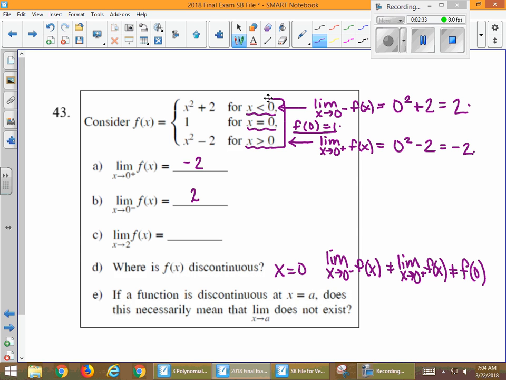All right. Let's go ahead and evaluate the limit as x approaches 2. So since 2 is greater than 0, we're going to use x squared minus 2 again. So here we would put 2 in. So that would be 4 minus 2, which is 2.